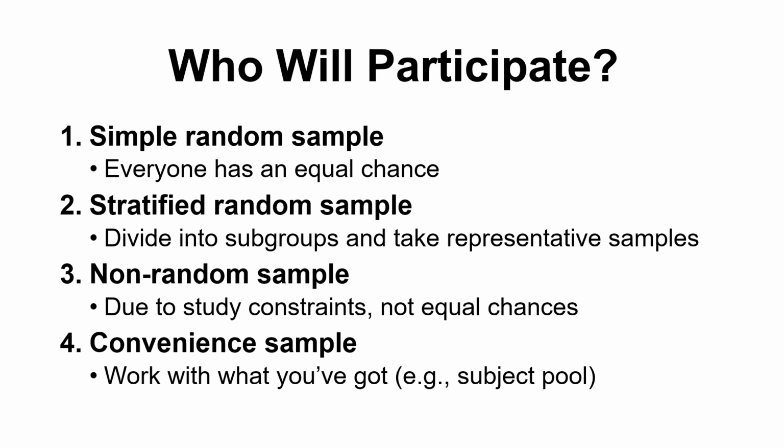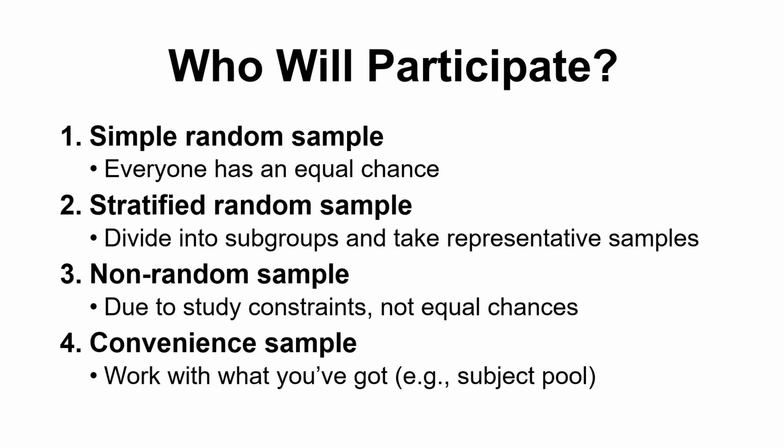So that is a simple random sample. Our next type of sampling is called stratified random sampling. And this is basically when you divide your population into subgroups and then take representative samples from each of those subgroups. So maybe in the class, we don't have an equal ratio of males to females.